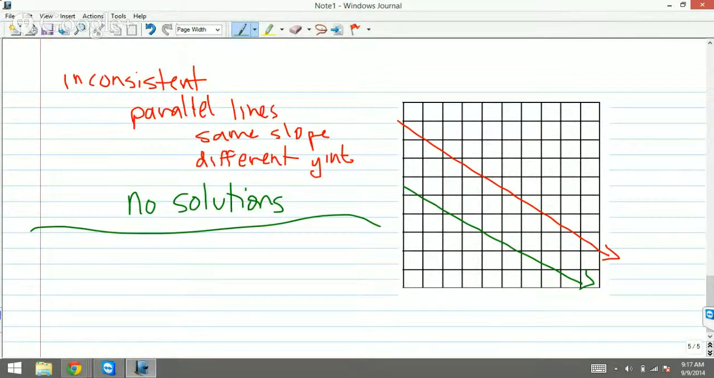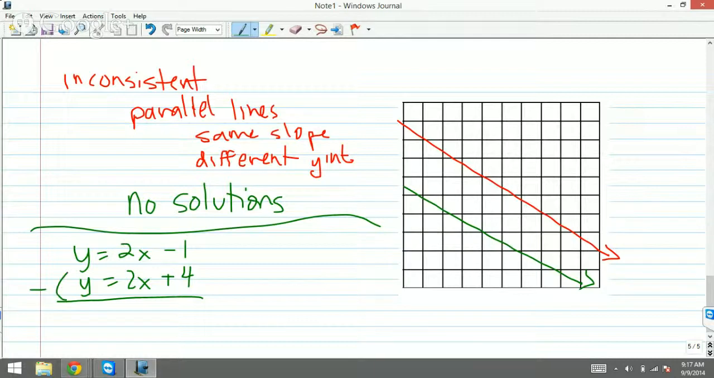Algebraically, if I subtract those two, what do I get? -5, thank you. Notice you get something funny like 0 equals -5. We know that's not true. No solutions. Okay.